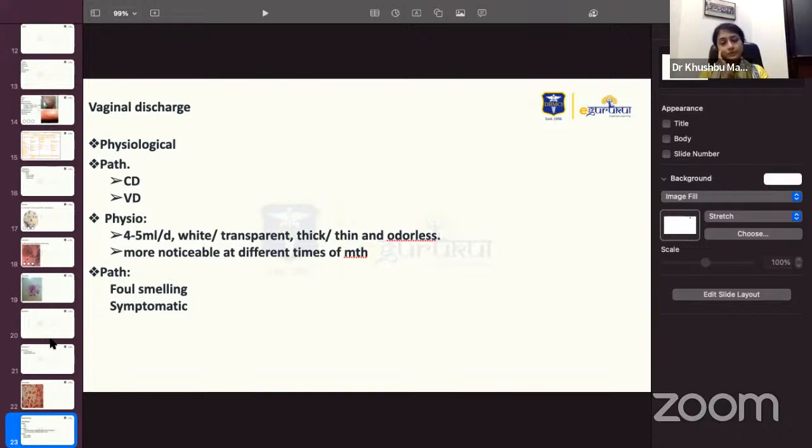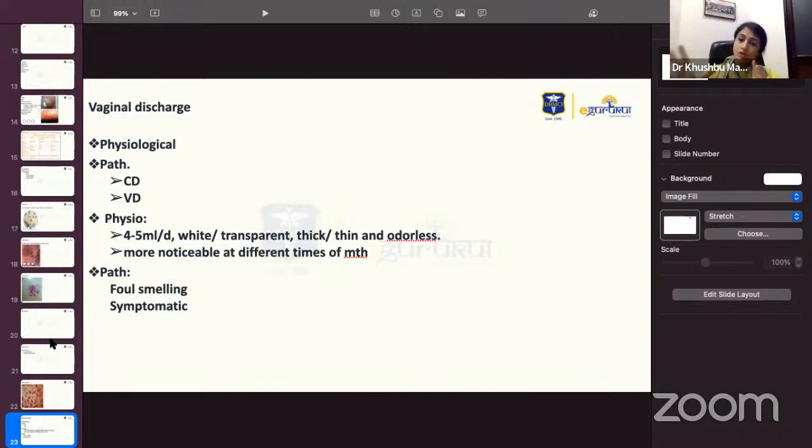Then, as I told you, you always try to differentiate whether we are talking about cervical discharge or vaginal discharge. Cervical discharge is treated as gonococcal and non-gonococcal, as we discussed. When we talk about vaginal discharge, we think about 3 main organisms here: Candida, Trichomoniasis, and bacterial vaginosis. Out of which, the most common is bacterial vaginosis.